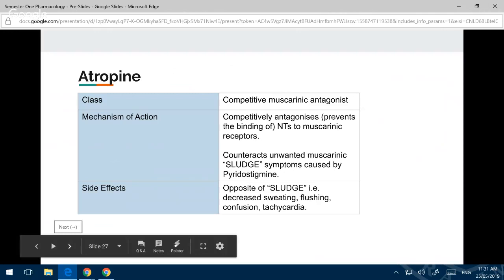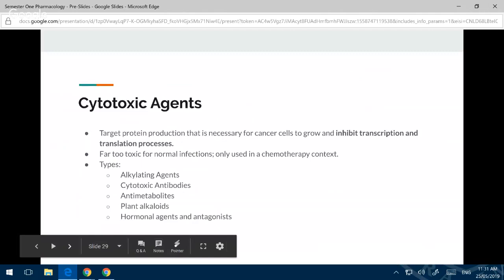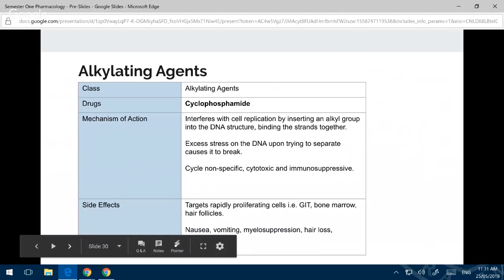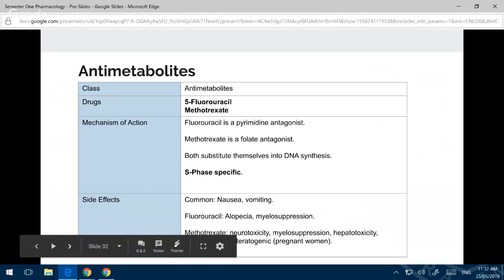Okay, anti-cancer. I'm just really going to brush over these quickly because you do have another lecture, as already said, but there are notes here if you'd like them. So firstly, we have the cytotoxic agents, which target protein production that is essential for cancer cells to grow. There are many different types here, which we're going to discuss quickly. So alkylating agents that interfere with cell replication. We have cytotoxic antibiotics that inhibit transcription and translation. We have anti-metabolites. Methotrexate is one that will come up in semester two as well. These are S-phase specific, so remember them for that.